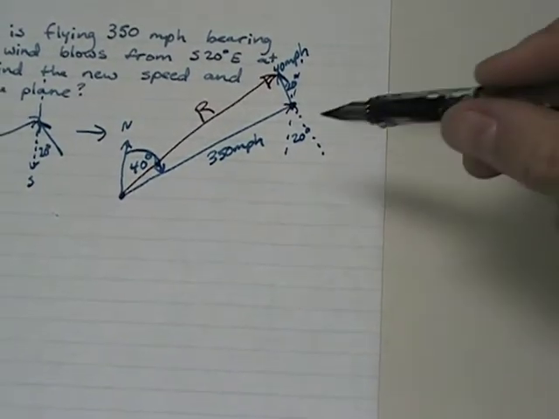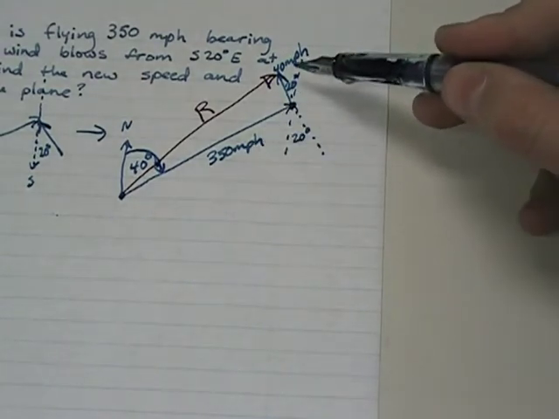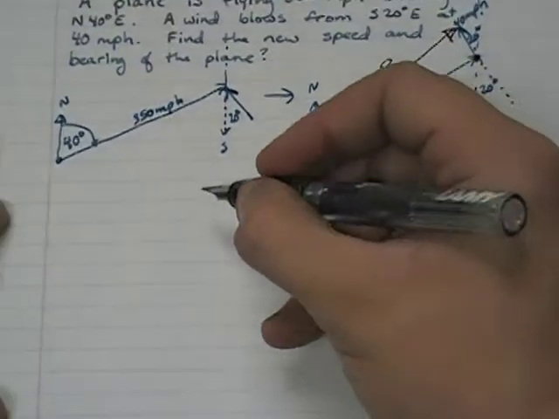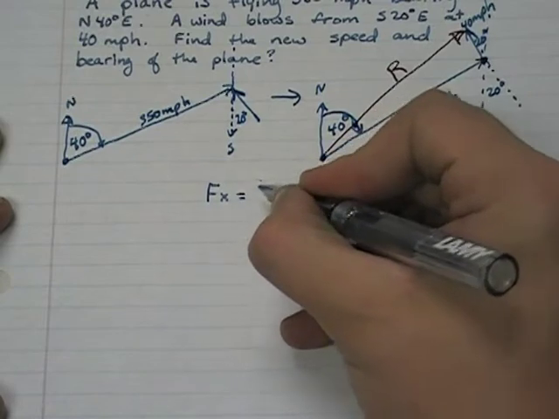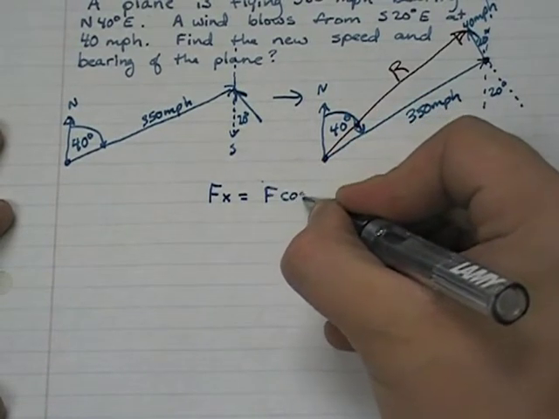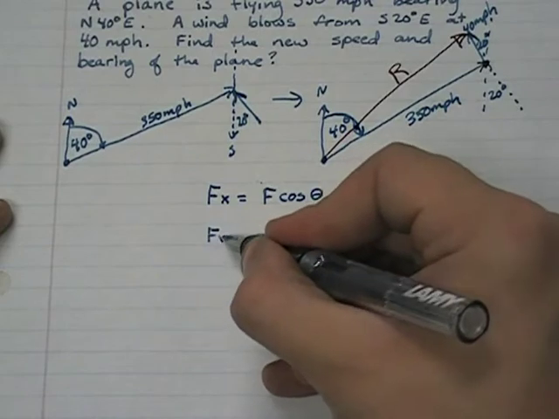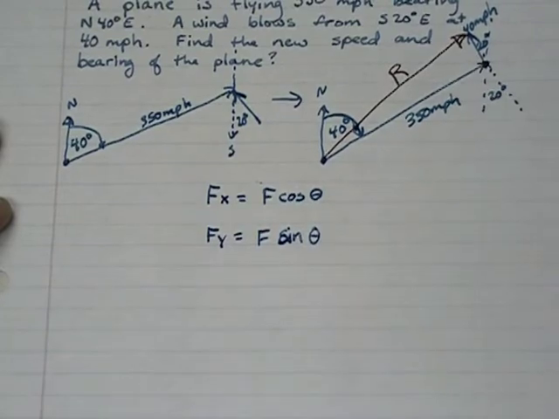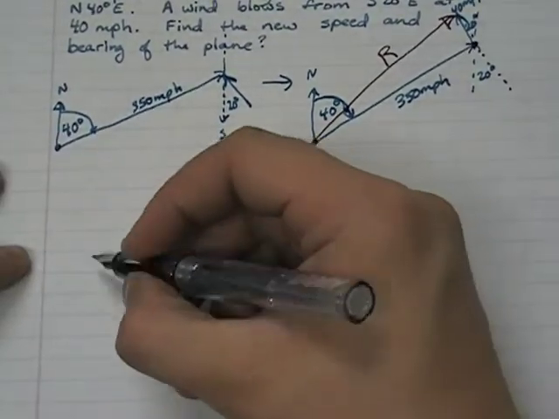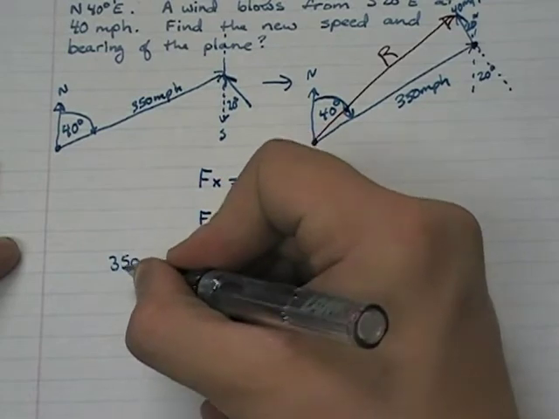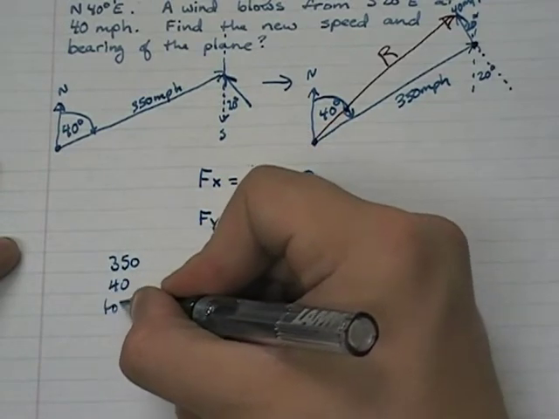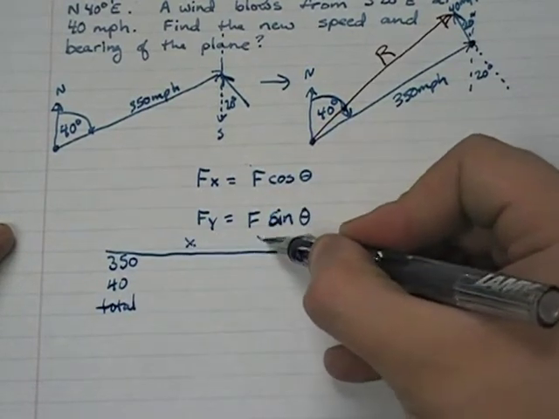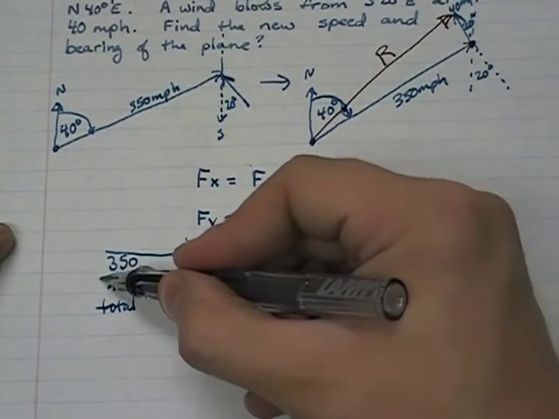We can break the airplane speed and the wind speed into vectors and add them together. So we're going to do that. And I'm going to remind you of a few equations. The x component of any vector is the vector times the cosine of its angle. And the y component of any vector is the vector times the sine of its angle. So I'm going to make me a little table here, 350, 40, and my total. I have an x component and I have a y component.